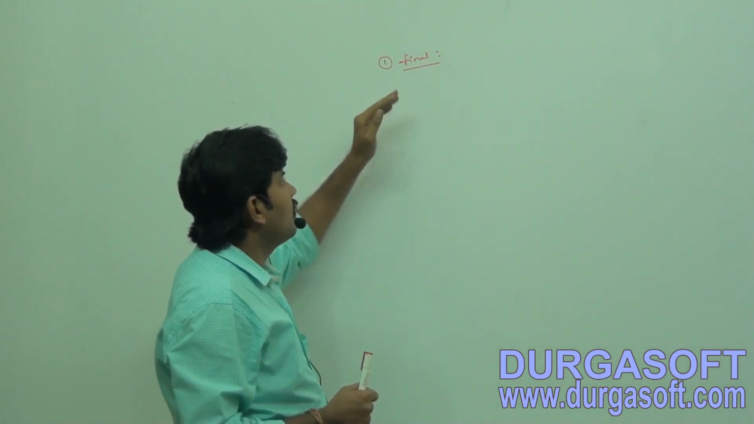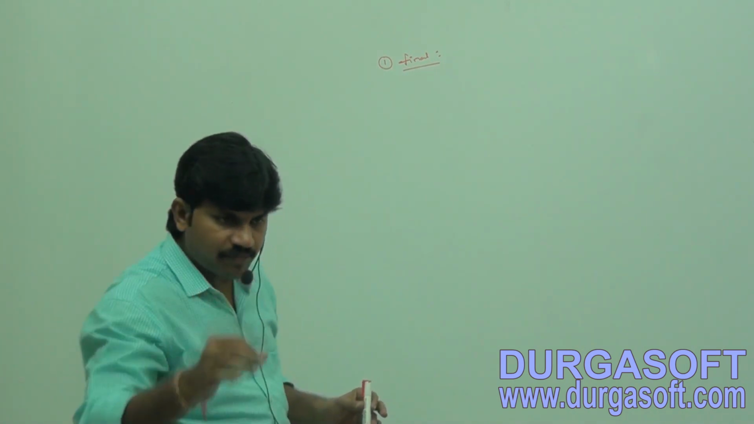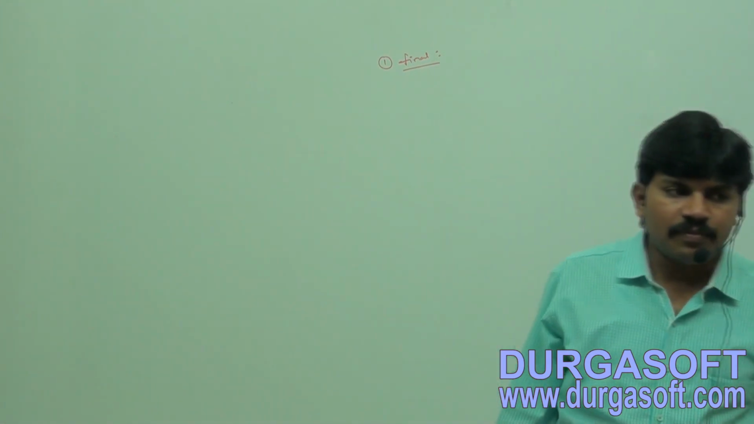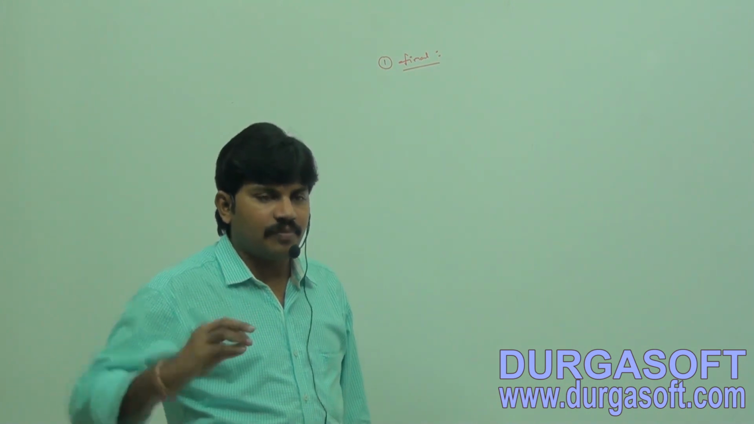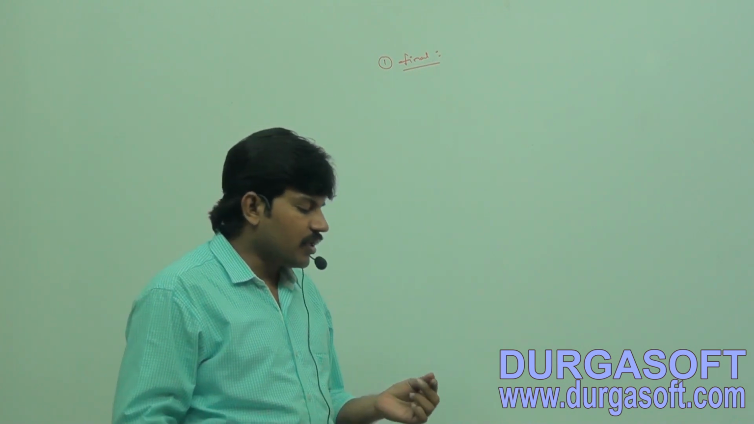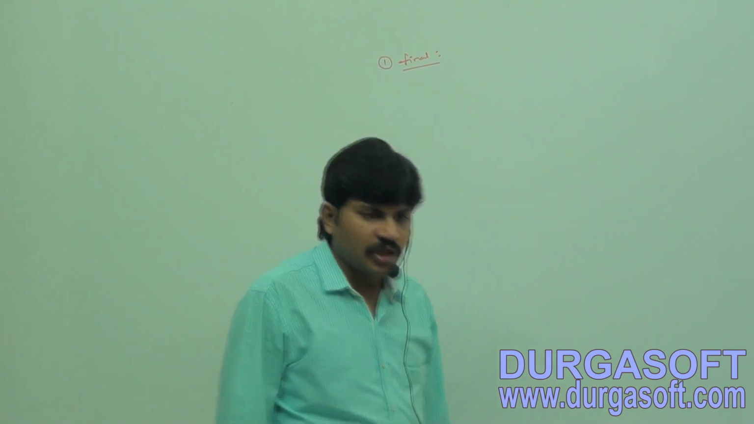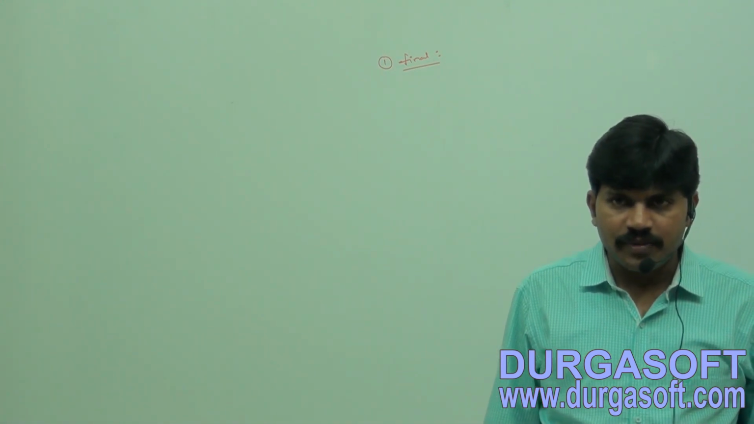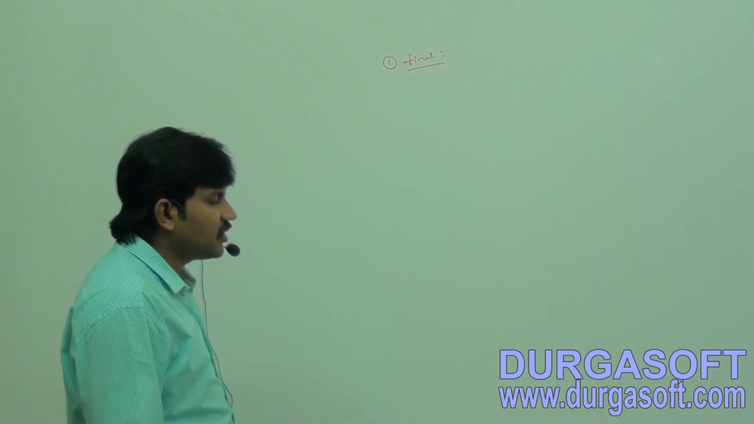Sir, final is applicable for classes, methods, variables. If a class is final, what will happen? Next up. If a method is final, then we can't override that method in the child class.